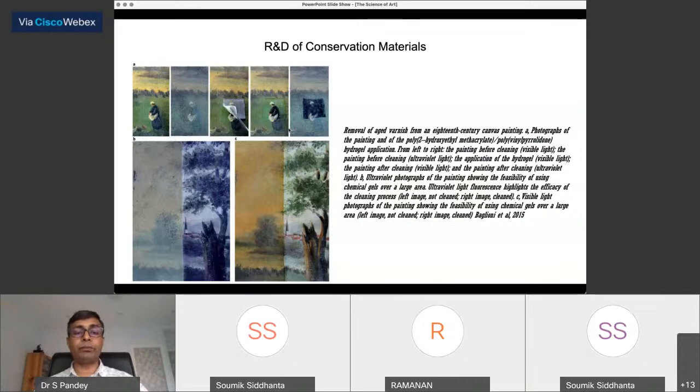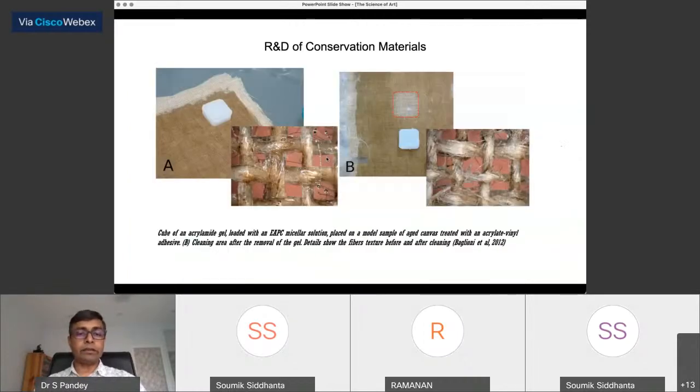And this conservation process can be much, much faster. Otherwise, to clean with solvent, a painting of this size might take weeks, if not months, right? So a lot of things. Again, this is another research, a gel loaded with a micellar solution. A lot of research is being done in developing micellar solutions and microemulsions for cleaning works of art these days. And the research, particularly in the Western world, is full of developing all these materials to effectively clean artworks.